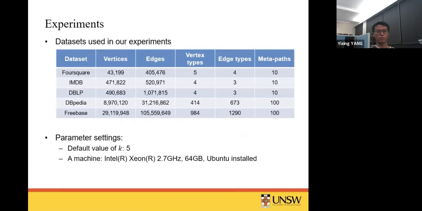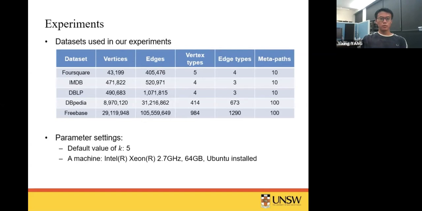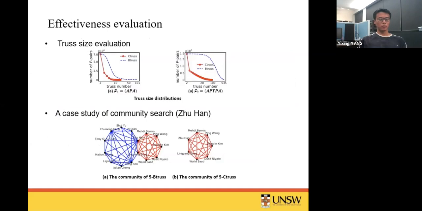After introducing the algorithms, let's see the experiments. This slide gives the information of datasets and parameter settings in our experiments. The first three datasets are with simple schemas, while the rest two datasets are with rich schemas. Now, let's see the effectiveness evaluation. First, we studied the truss size distributions, and the results are presented here. We can see that the k-Ctruss is always larger than the k-Btruss.